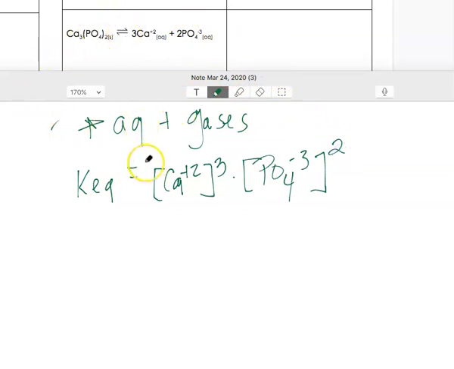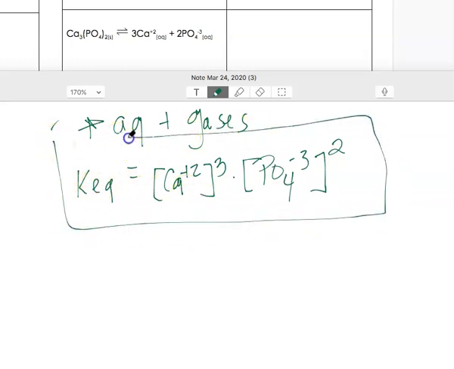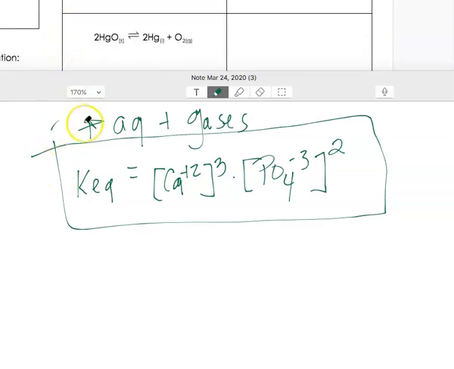Most students get this wrong because they include this guy at the bottom. But look, it's not aqueous and it's not a gas. So you don't include that at the bottom. So this would be our answer. Okay, so that would give you a number. And again, that number represents something, which I'll tell you in a bit.